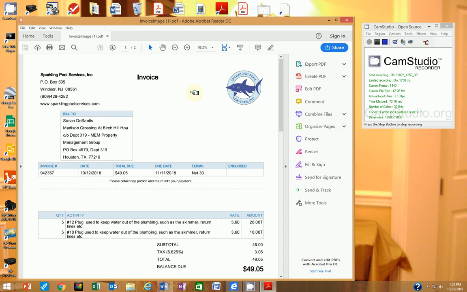Okay, this was the invoice that Susan referred to in her October 11th email when she said that Sparkling Pools was trying to winterize the pool and found that there were 2 plugs missing and they needed to be purchased and replaced. Susan signed off on this and approved it. The amount was for $49.05.